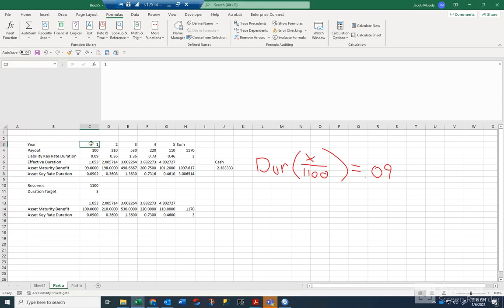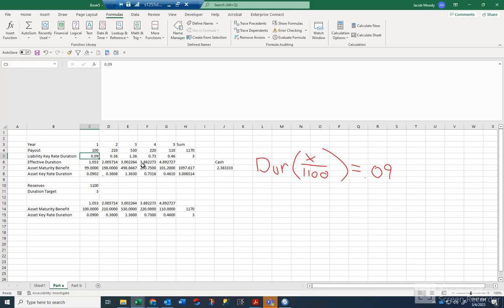So I have what's given. These are the years, and this is also given, the payout of the liabilities. And although the sum of the payout is 1,170, the reserves is 1,100, and that's perfect because we have 1,100 worth of assets that are going to mature at a total of 1,100. And then, yeah, so we're ready to go on this.